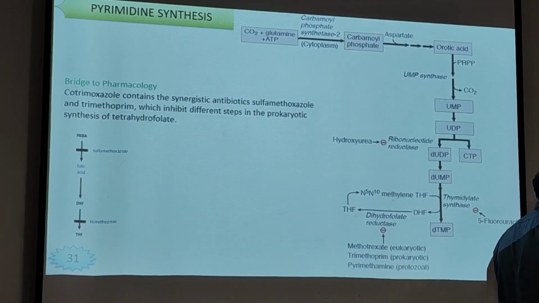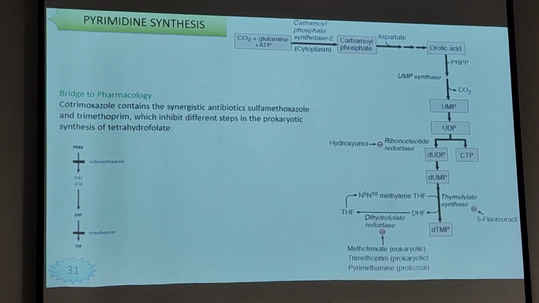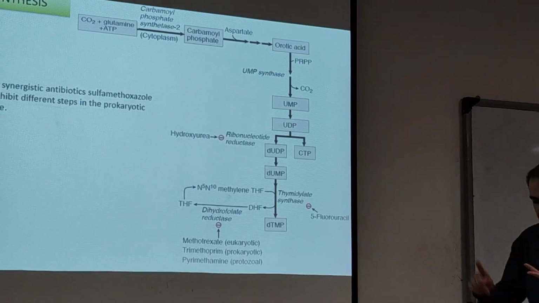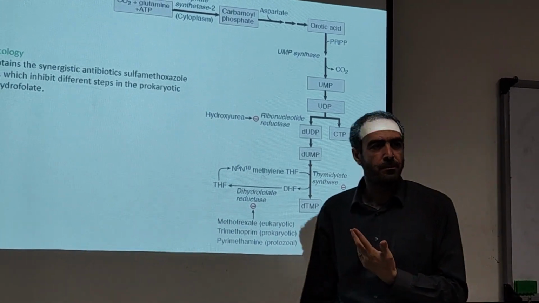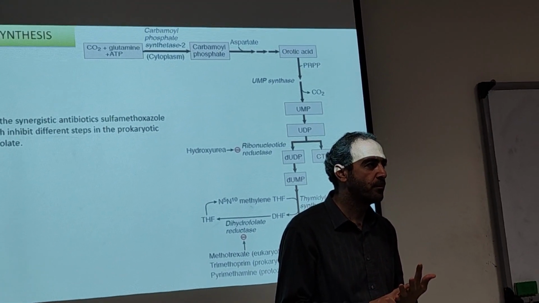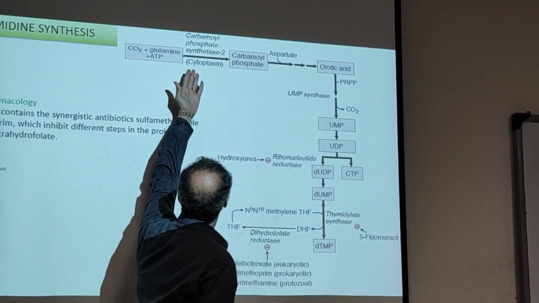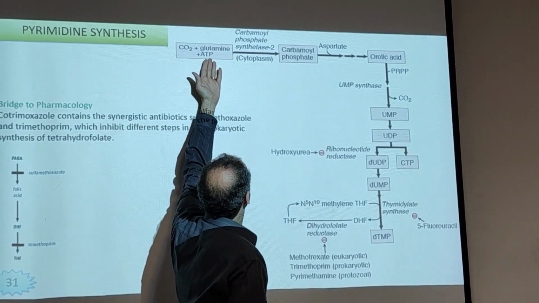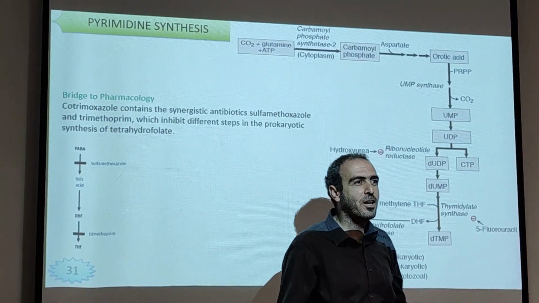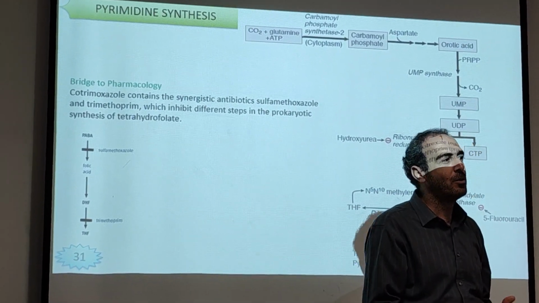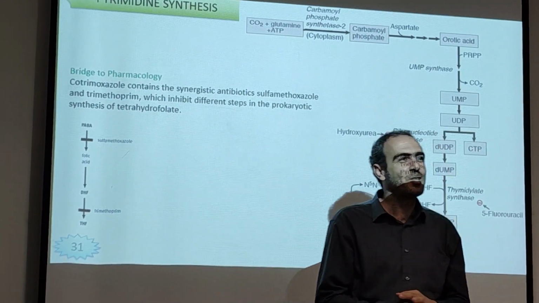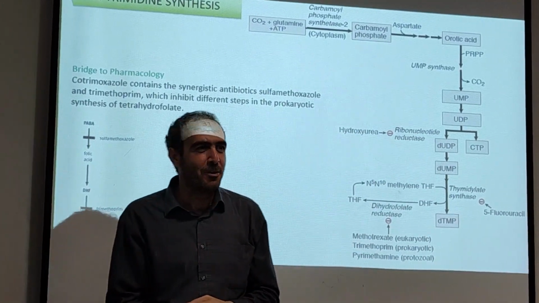For producing pyrimidine, we need all of these except: glutamine, glycine, aspartate, carbamoyl phosphate. Which one? This is a carbamoyl phosphate. This is a glutamine. This is an aspartate. Glycine. So glycine is just needed for purine, not pyrimidine. Yeah. Just for purine.